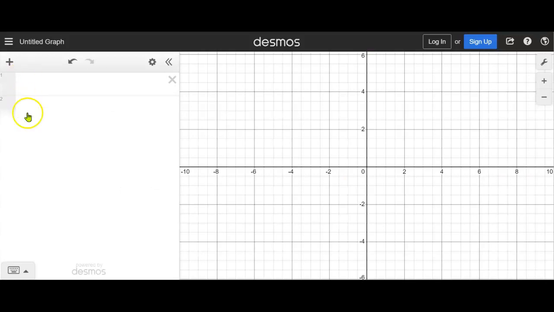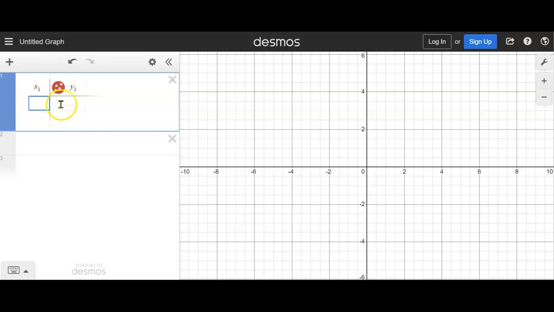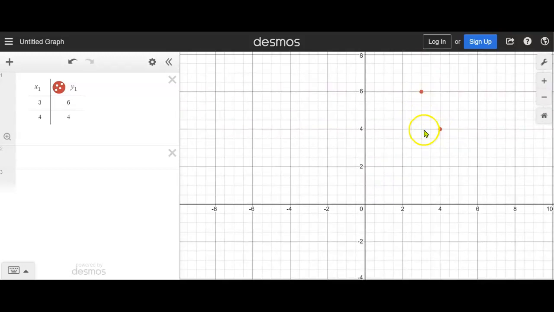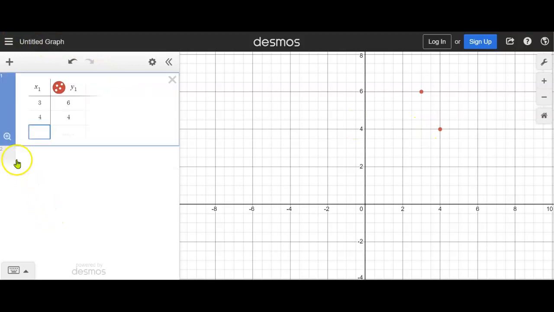All right, so when you get to Desmos, you're going to press the plus sign and you're going to add a table. From the table, you're going to put your points here, which were (3, 6) and (4, 4). So your two points are up here, so we're going to drag it down so that we can see the two points a little bit better. Then we're going to click in this empty space right here so that we can write the equation.